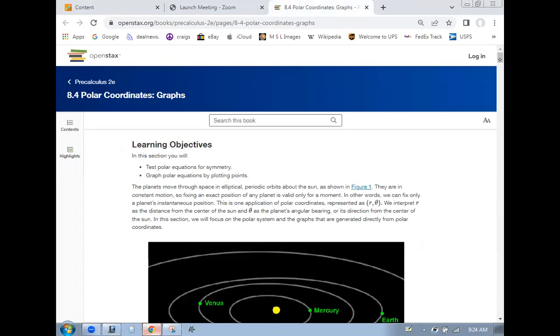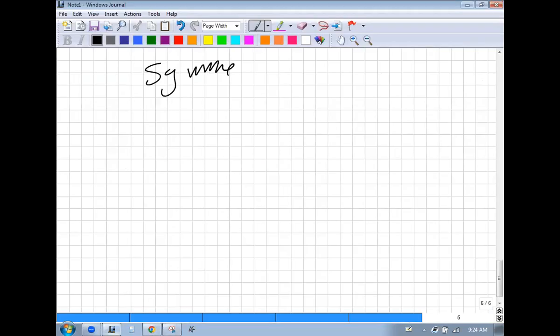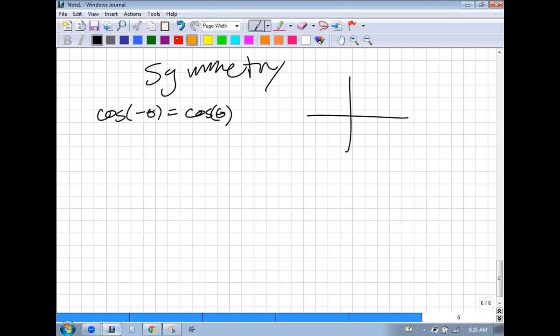Now we're going to look at symmetries, okay? Symmetry. All right, remember that cosine was even, right? Remember the graph of cosine looked like this, right? So it was symmetric about the y-axis. You fold it over the y-axis, it matches, right? And sine was odd or anti-symmetric.